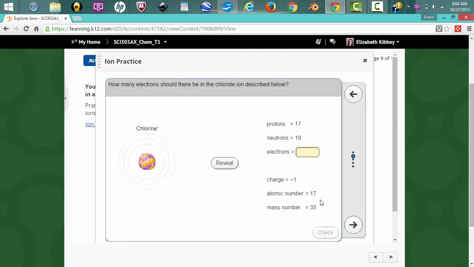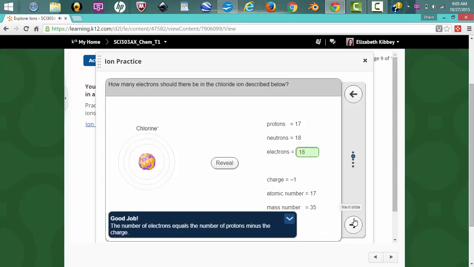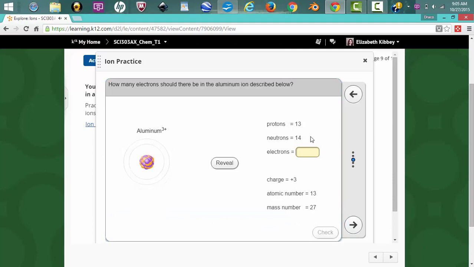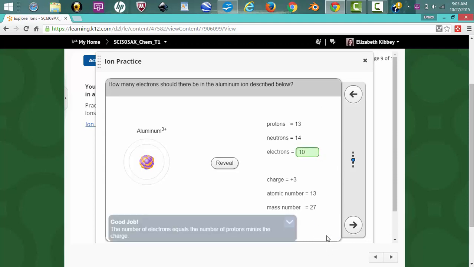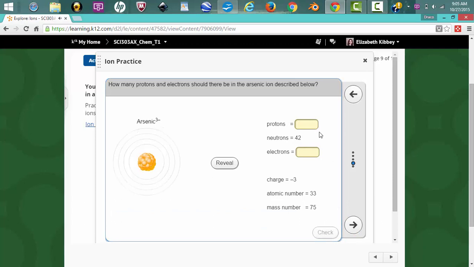Okay, now we have a charge of -1. We have 17 protons, and we must have 18 electrons. Next, we have a positive charge of +3. This means that there must be 10 electrons. Okay, now looking at protons, we have an atomic number of 33. And there must be 3 more electrons than protons, so that'd be 36, because we have a charge of -3.